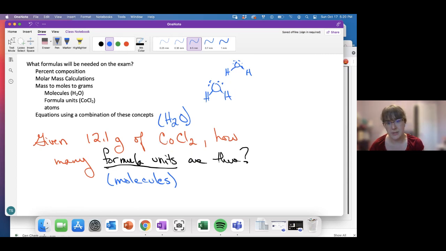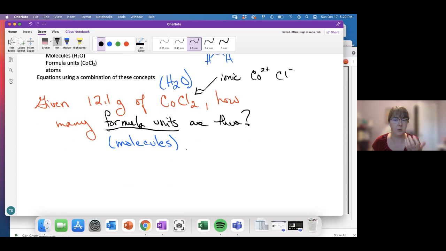My cobalt 2 chloride, though, is an ionic compound. That's going to be that cobalt 2 plus and my chlorine -1. And so I cannot call that thing a molecule. It's not. So if I want to know basically how many sets of cobalt-2 chloride do I have, the best way to describe that is by a formula unit, because really it's a repeating pattern. It's got that beautiful lattice structure, but I could describe it as a formula unit.